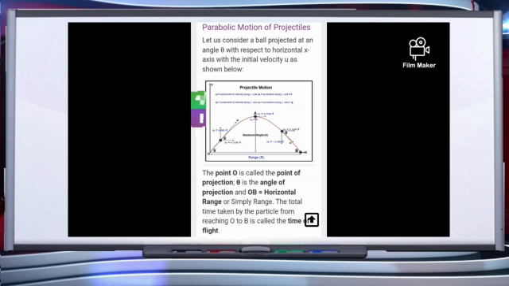For that we have to consider something. Let us consider a ball projected at an angle theta. It means when we throw an object with the angle theta with respect to the x-axis, with the initial velocity u, or ux, you can say, ux means velocity along the x-axis. O is called the point of projection. Projection means from where we throw the object. Theta is the angle of projection, and OB is the maximum distance, or you can say the horizontal range. And A is the maximum height.